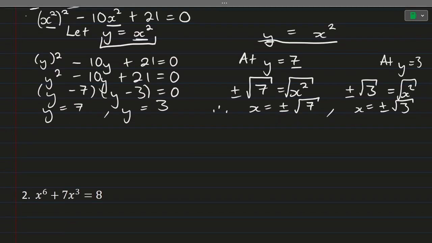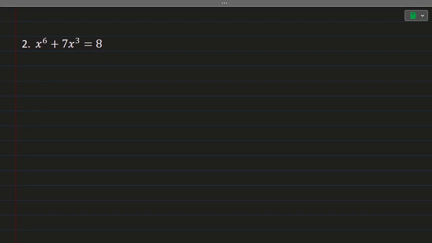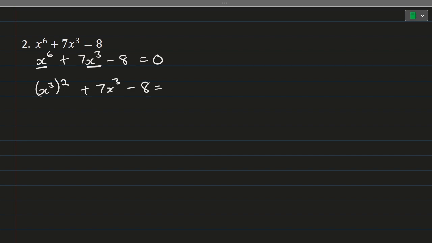Let's move on to number 2. x to the power 6 plus 7x cubed is equal to 8. Let's start by moving all the terms to one side. So it becomes x to the power 6 plus 7x cubed minus 8 is equal to 0. Now let's rewrite x to the power 6 in terms of x cubed. So it becomes x cubed to the power 2. If you multiply 3 times 2, you get 6. Plus 7x cubed minus 8 is equal to 0.